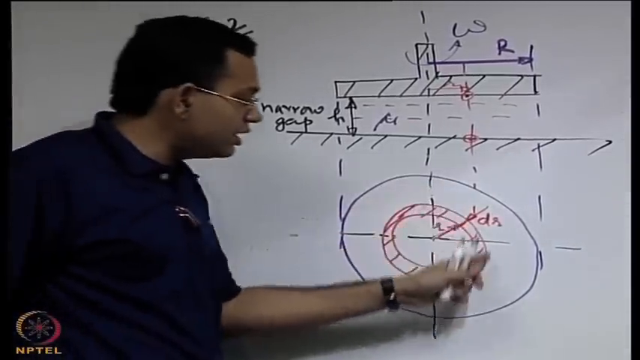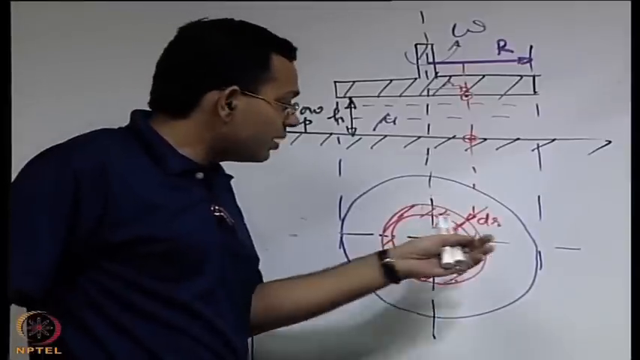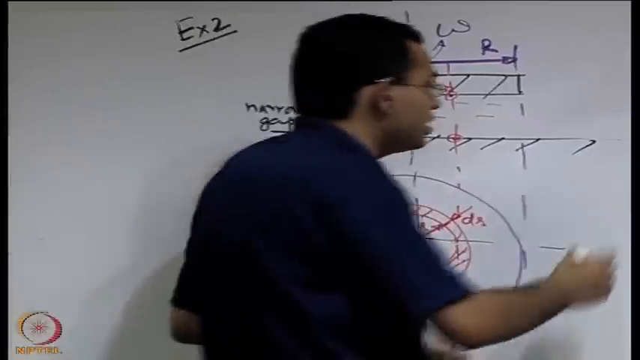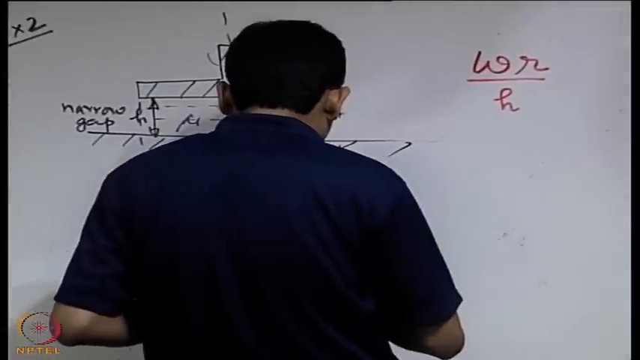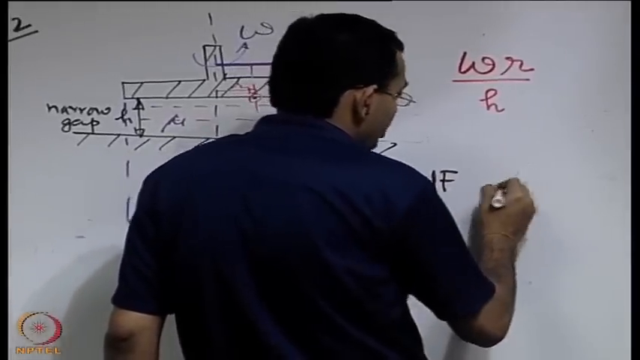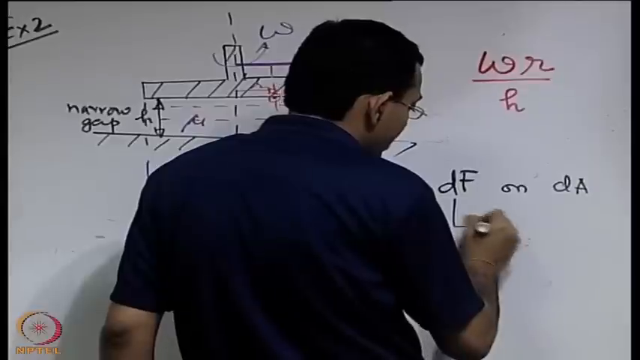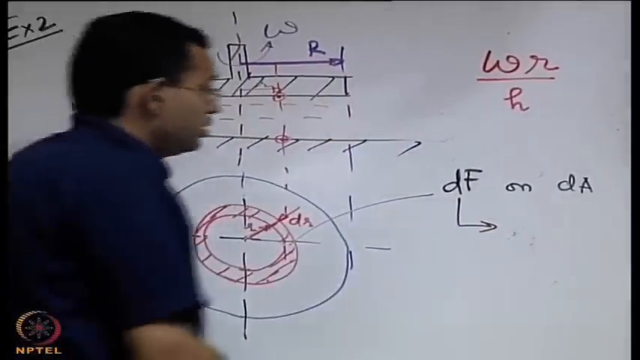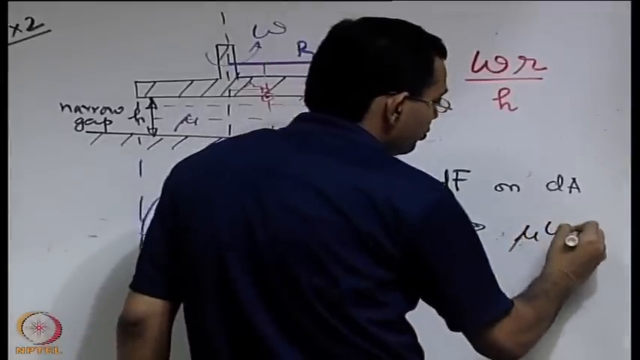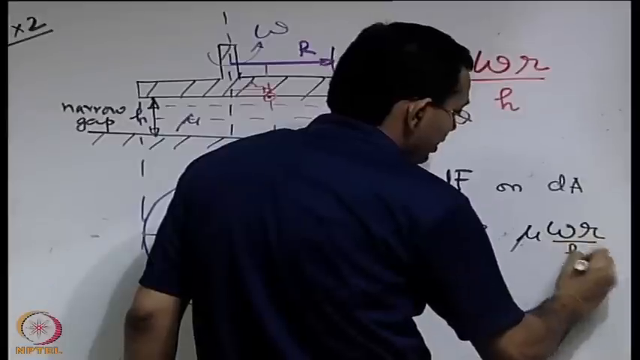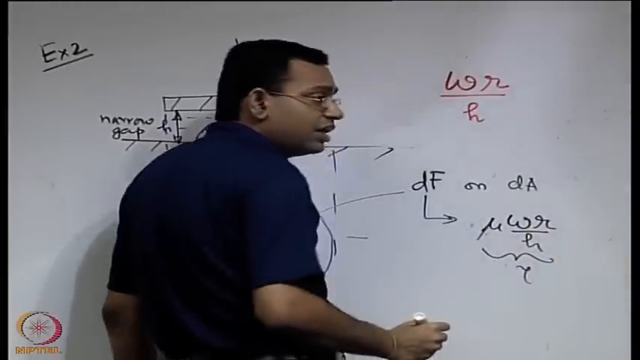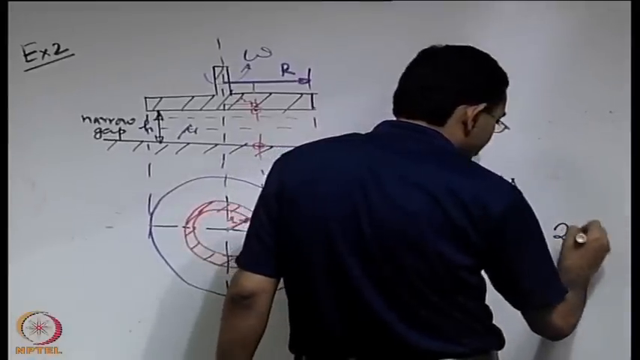So if we consider this area, we can multiply the local shear stress with that area to get the local shear force. So what is that local shear force? Let us say dF is the local shear force on this dA. First you write the expression for shear stress, mu into omega r by h, that is tau, times the area dA. So what is that area? 2 pi r dr.